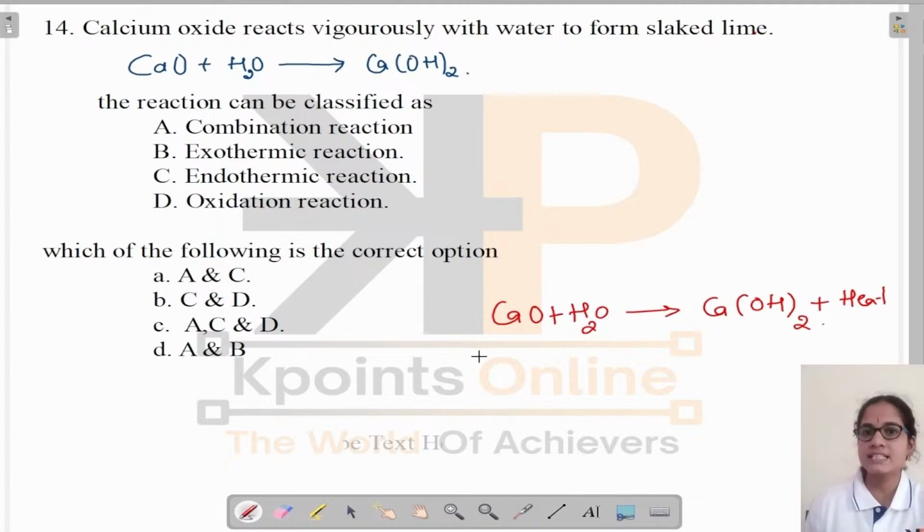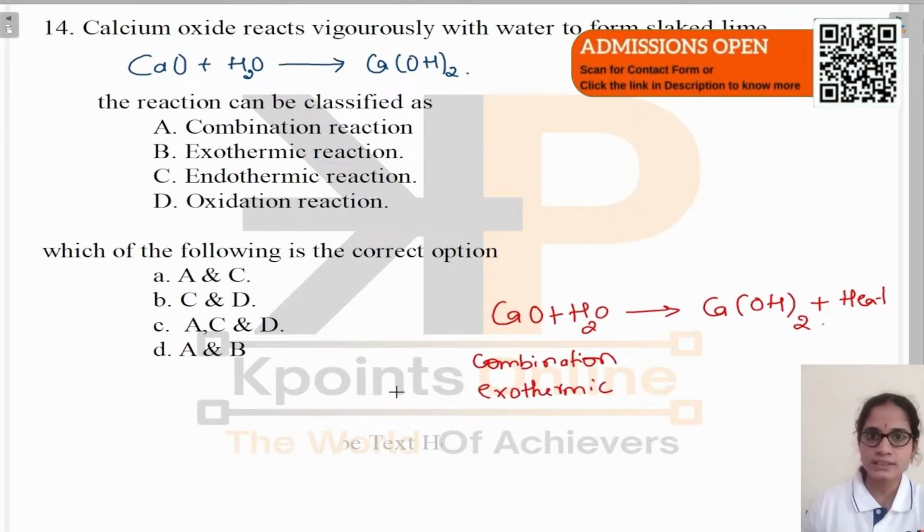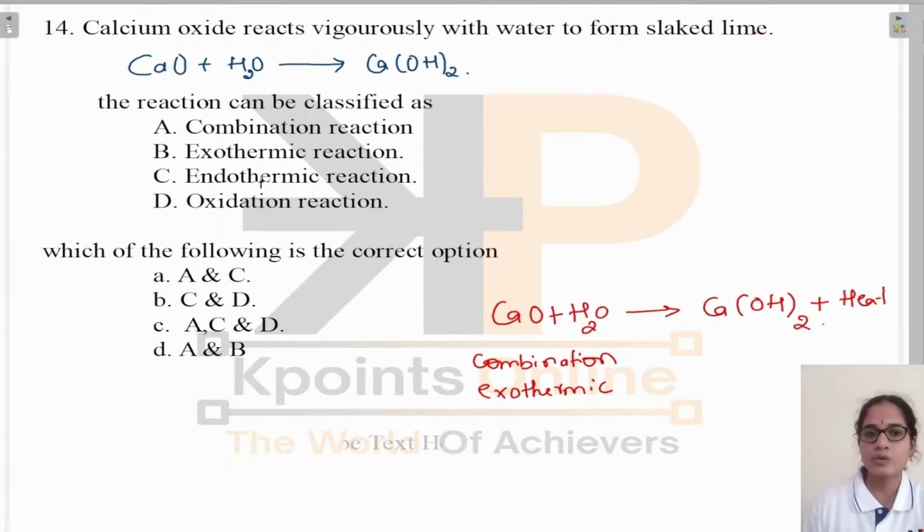Then how do we classify this equation? It is a combination reaction and also it will be an exothermic reaction. Let us check the options now. A and C, no, it is not the correct option, as it is not an endothermic reaction. Then C and D, no, it is not at all an endothermic reaction and oxidation reaction. Then A, C and D, no, this is also not a correct option. Then our correct option will be D, that is A and B. This is a combination reaction and exothermic reaction as well.